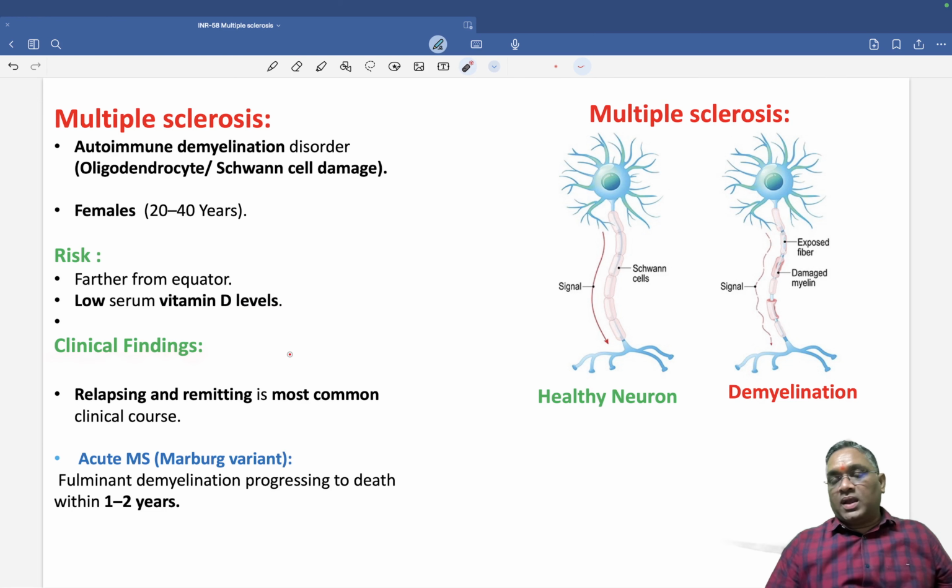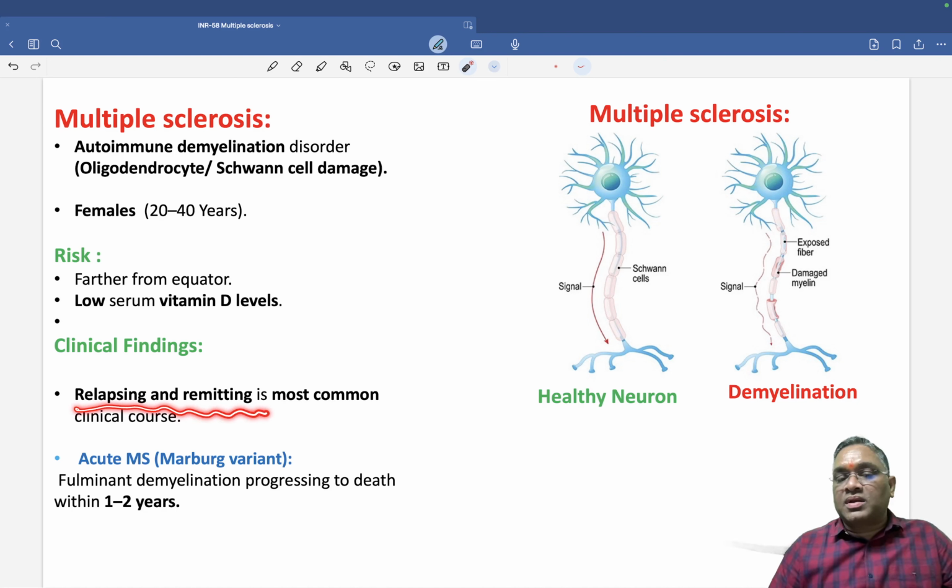What will be the clinical finding? The most common clinical presentation in these patients will be relapsing and remitting. Remember, this is the most common clinical course: relapsing and remitting appearance.